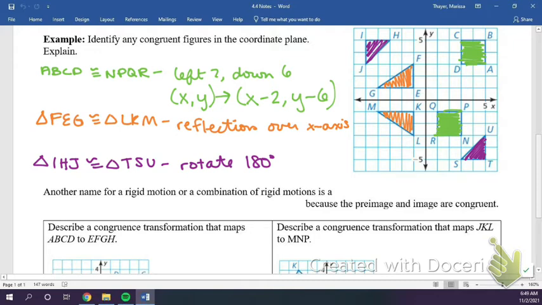Another name for a rigid motion or a combination of rigid motions, so compositions, would be a congruence transformation. We've got some more examples down below.